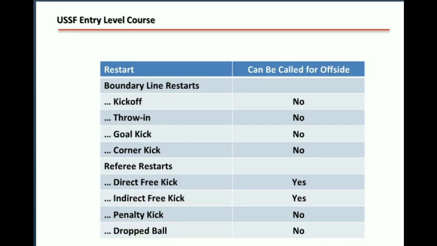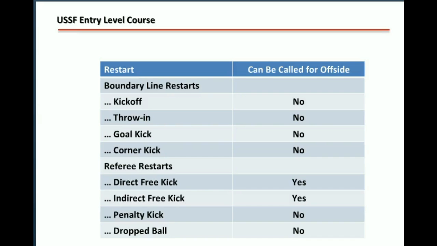Be reminded that on 3 of the boundary line restarts, attackers may not be penalized for being in offside position when the ball is played and receiving the ball directly. An offside attacker may receive the ball directly from a throw-in, goal kick, or corner kick and cannot be penalized for offside. Also, remember on the 4th and final boundary line restart, the kickoff, the kicking team is not permitted to be in offside position. The only restarts where players can be in offside position and be called for offside are the direct free kick and the indirect free kick.